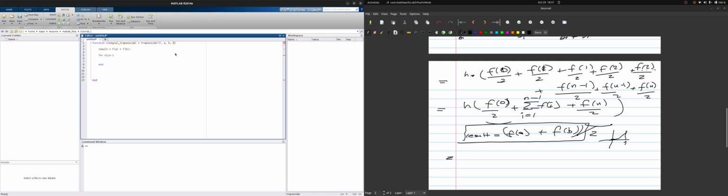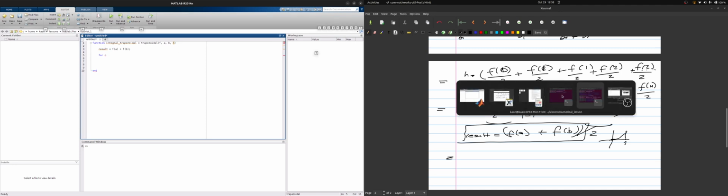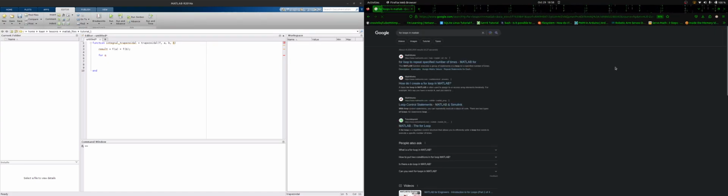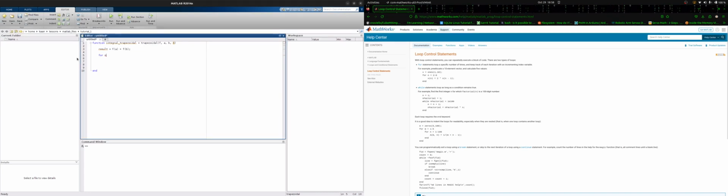here I made a mistake. For n, how were we actually writing this? Let me check for loops in Matlab. So yeah, as you can see, for n equals from 1 to n minus 1.